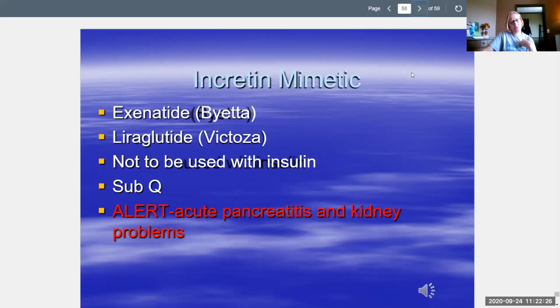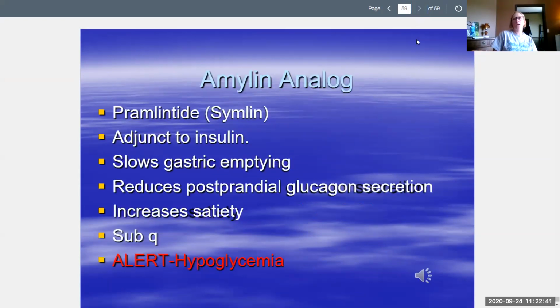Incretin mimetics are our subcutaneous meds that are not used with insulin, and they're not an insulin. It's an incretin mimetic, it mimics it, but you don't need to concentrate too much on those. The biggest thing I want you guys to study is our oral anti-diabetics and your insulins in general, those most common things that we see. I think that was it for that one.